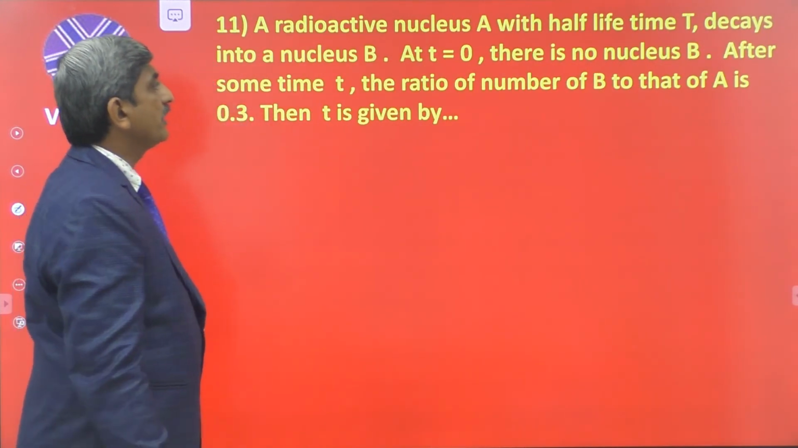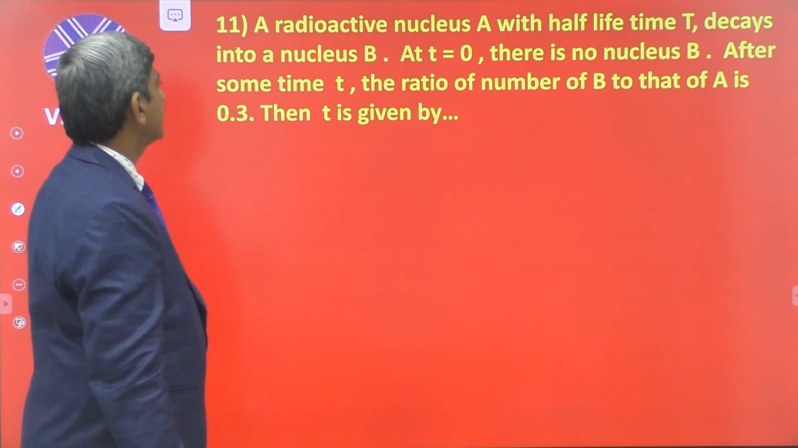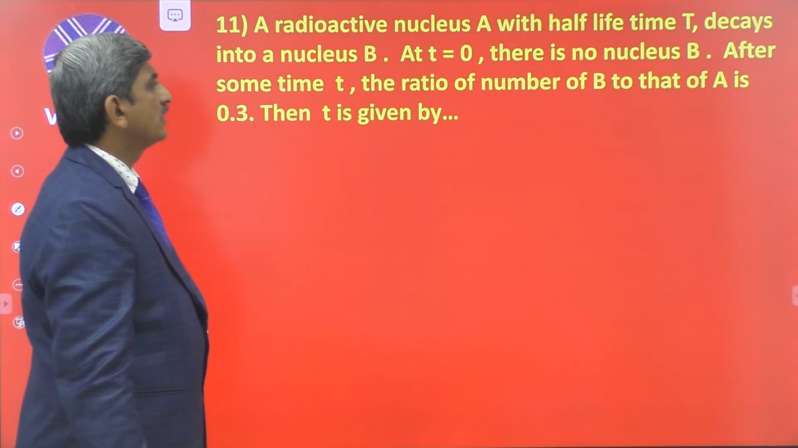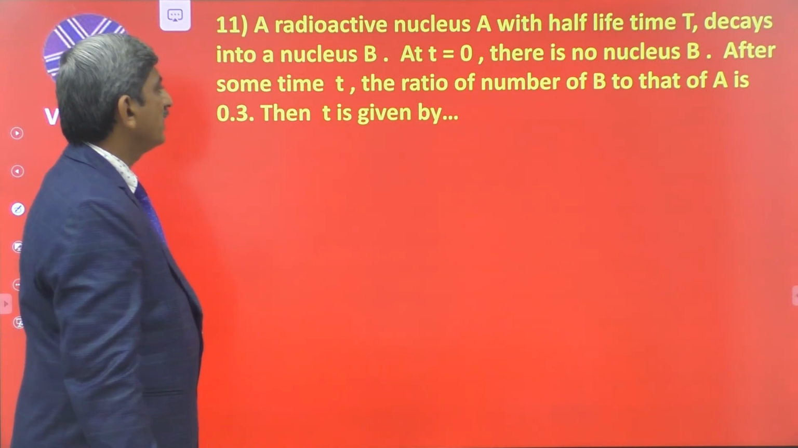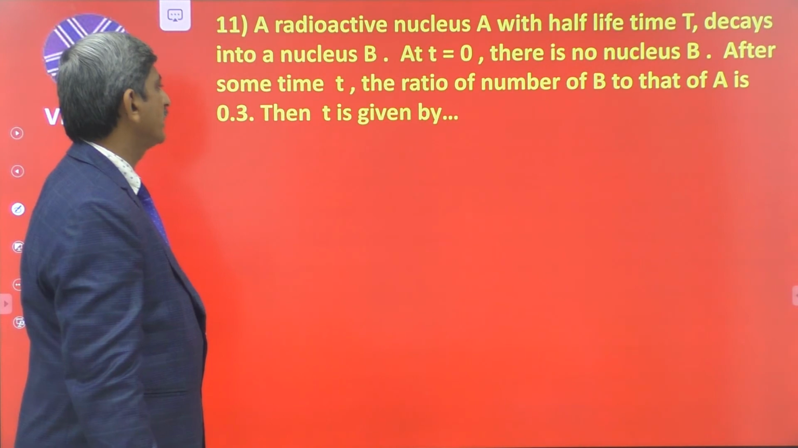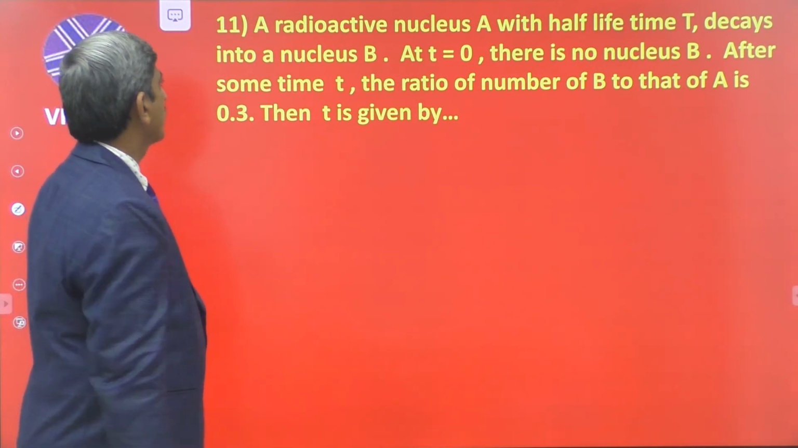A radioactive nucleus A with a half-life time T decays into a nucleus B. At t is equal to 0, there is no nucleus B. After some time t, the ratio of the number of B to that of A is 0.3. Then t is given by dash. So see the problem here.